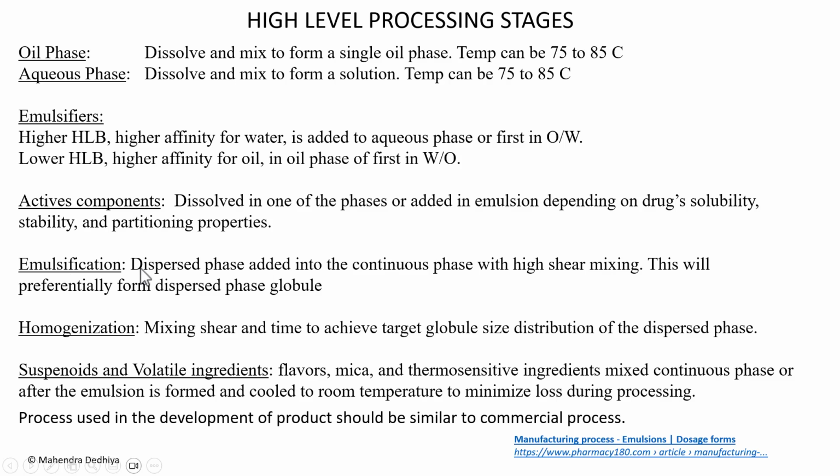Emulsification: the dispersed phase is added to the continuous phase with high shear mixing. This will preferentially form dispersed phase globules. A homogenization step is added using a homogenizer to achieve the target globule size. In some cases, suspended solids and volatile ingredients, such as flavors and mica, are added after the emulsion is formed. It's important to emphasize that the process used in the development of the product in the laboratory should be similar to commercial processes.